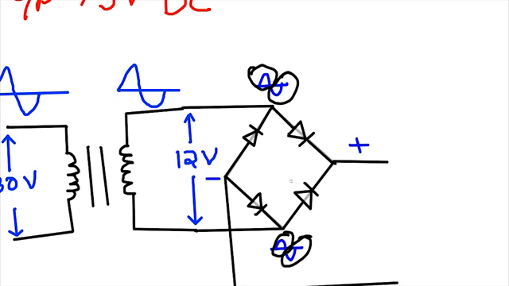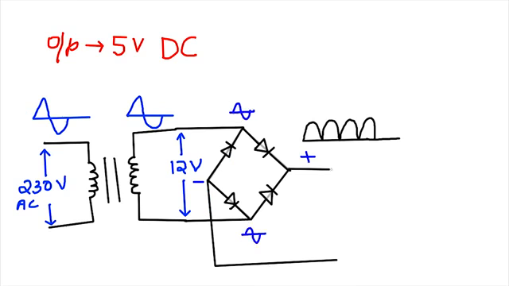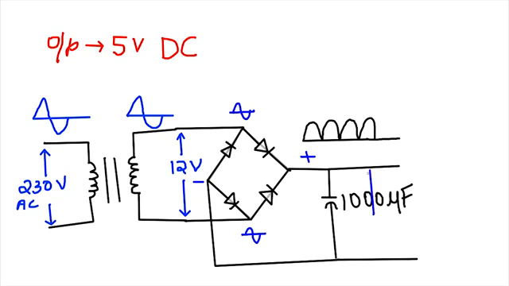Now if we just follow the waveform, we still haven't got a DC output yet. It's still pulsating. To remove this pulsating effect, we need to place a filter capacitor parallel to the pulsating output. For a frequency of 50 Hz, we can use a filter capacitor of capacitance 1000 microfarad. So now you have a proper DC output of 12 volts on these terminals.